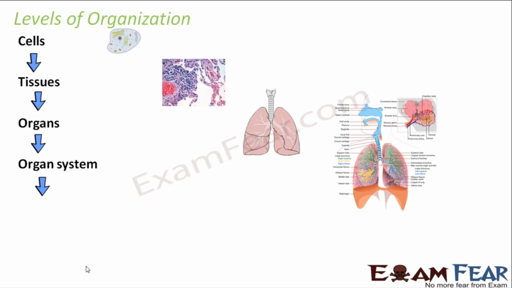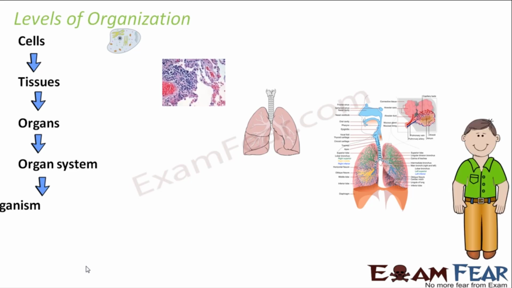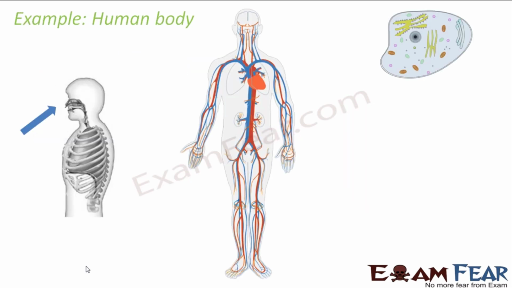Not only lungs, along with lungs you have many other organs. For example, the pharynx is there, the epiglottis is there, and kidneys are there. So everything together forms this entire system, right? And many such systems together, say digestive system, circulatory system, respiratory system, they together form the human being, that is the organism, correct? Okay, so with this, let us try to understand what we are going to study now with the help of an example from the human body.